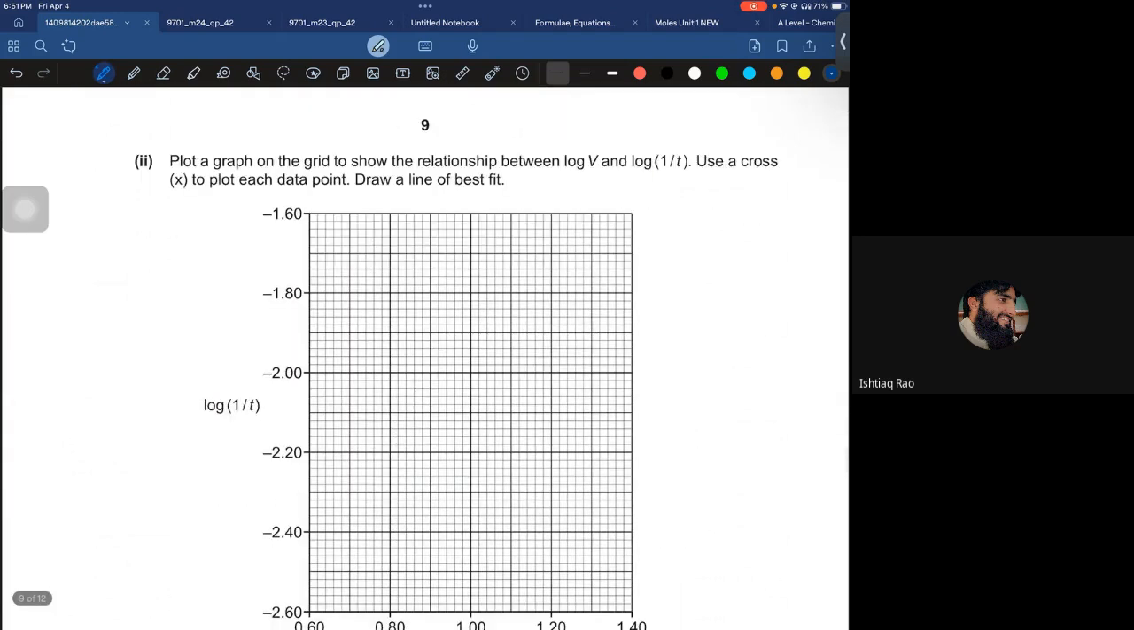Then they are saying plot a graph on the grid to show the relationship between log V and log 1 by t. Use a cross to plot each data point. Draw a line of best fit.